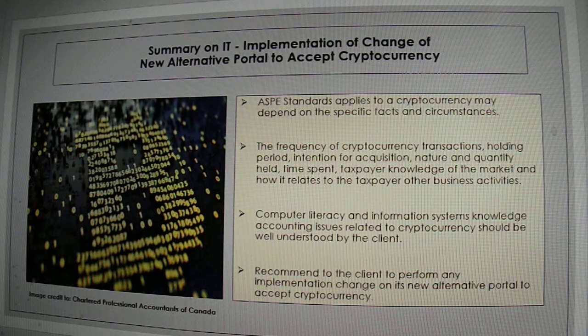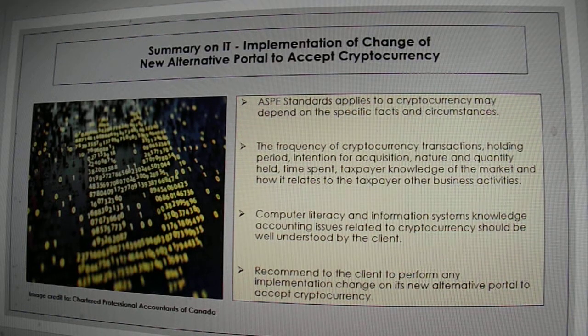Questions such as, are cryptocurrencies within the scope of the ASPE standards? During the analysis, initial and subsequent measurement must be performed, including accounting for any increase and decrease in value of cryptocurrencies.